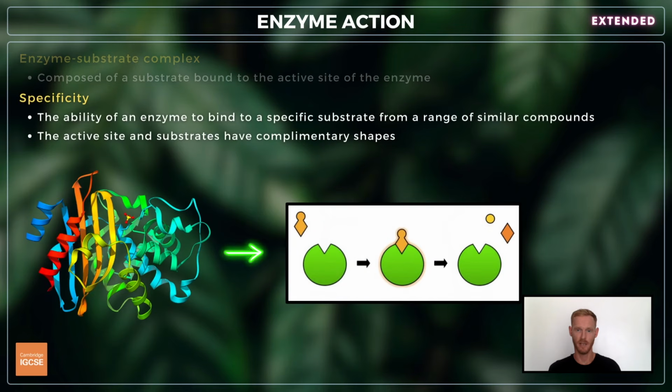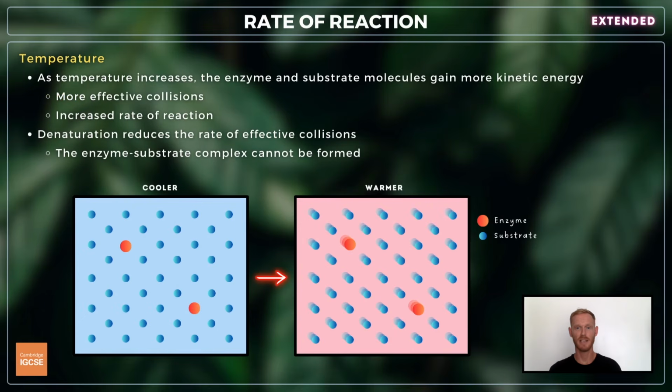Enzymes are specific, meaning both the shape of the active site and the substrates on which the enzyme works are complementary. For example, a protease that breaks down proteins into amino acids is unable to bind to glycogen or starch because the shape of these molecules and the active site of the protease are not complementary. For extended, you also need to explain the effects of temperature and pH in a little more detail.